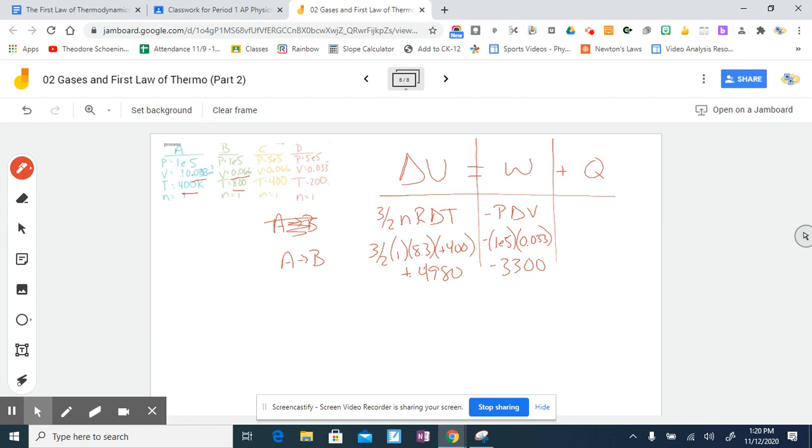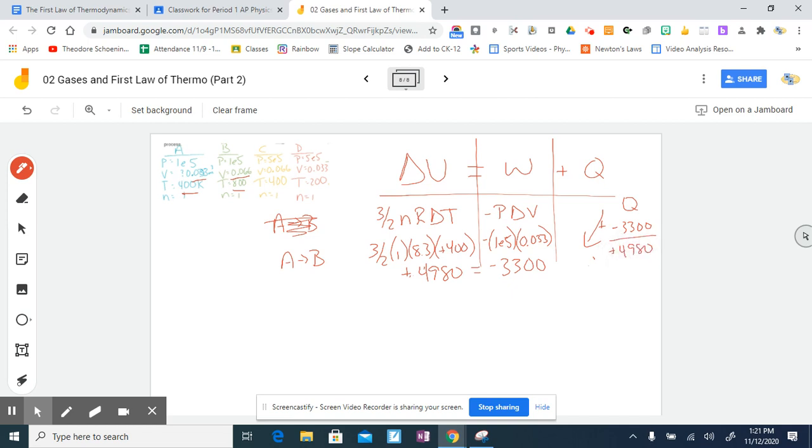So basically all I would end up doing then is I just have to calculate the Q. Now what has to happen is that these are supposed to equal. So this Q value that should be here, I'm not going to solve all the rest of that because it's going to take me absolutely forever to get all these numbers in for you. But what has to happen is that Q plus negative 3,300 should equal positive 4,980.